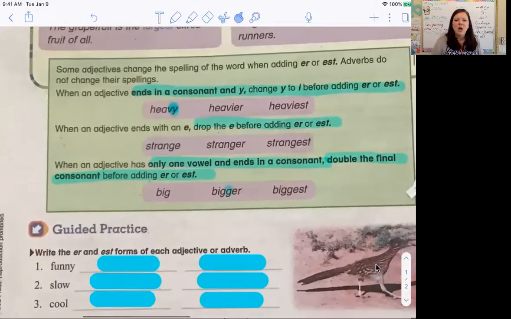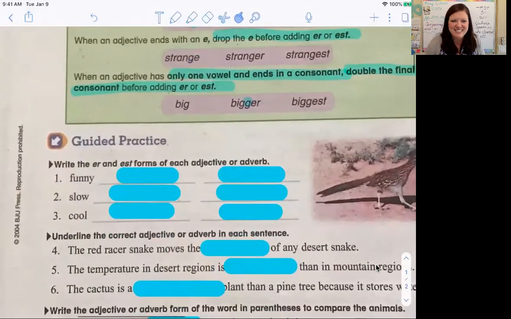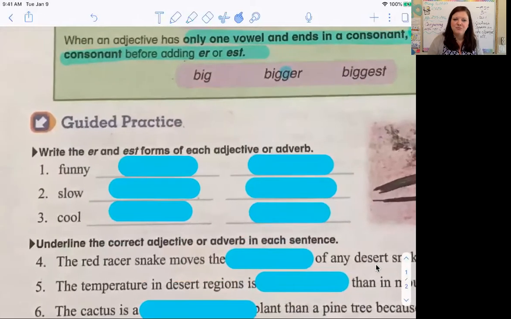Okay, let's go on to the guided practice and let's try some of this together. This time we're going to be writing ER in the first lines, attaching ER to the original word. And in the last line, we're forming the word with EST. Let's look at number 1 together.